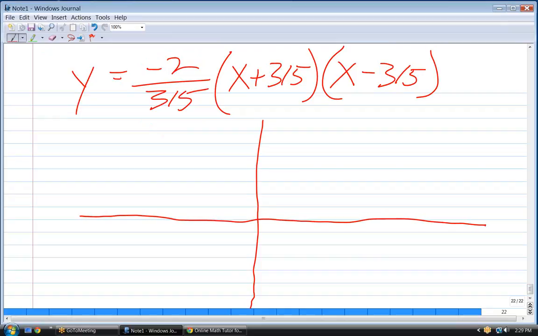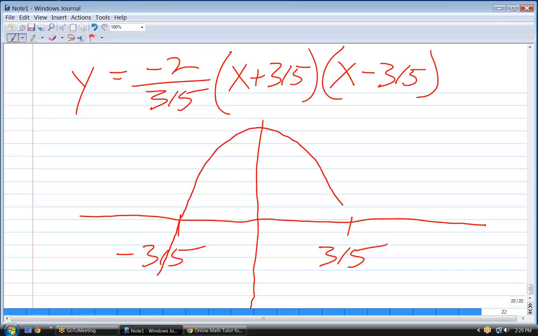Well, it points down. What two points is it going to go through on the x-axis? Negative 315 and positive 315. That tells me a lot. Now I know almost everything there is to know about this parabola. It goes through that, goes through that. The only thing I don't know is the y value right there. How do I solve for that? How high?